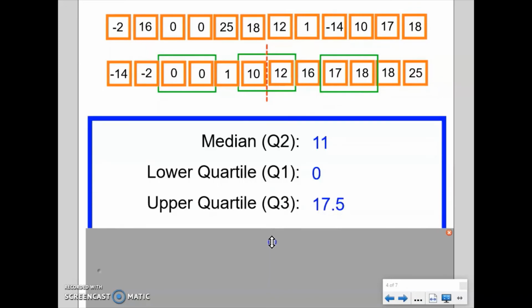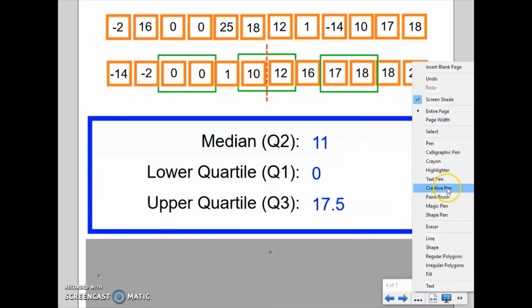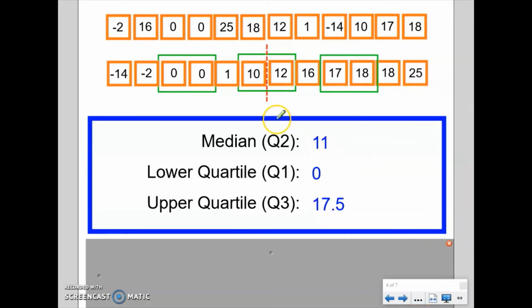So what I have so far looks like this. I worked out my median, Q2, as being 11. It's where this red dotted line is. The median is 11. Because I had an even number of data, I expected 2 data points in the center, and I found the middle value. I found the average of those 2 data points, which was 11. Then I went ahead and found Q1, looking at these 6 bits of data, and Q1 was 0. And then I went ahead and used these 6 bits of data to find the upper quartile. The middle value between 17 and 18 was 17.5.